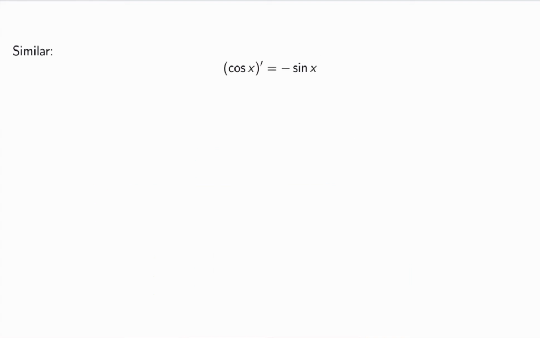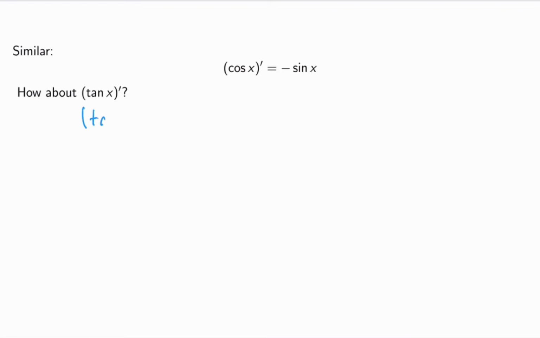Now similarly we can compute the derivative of cosine, which is minus sine. So here it's important that we have another minus sign. So sine prime is cos, but cos prime is minus sine. Let's compute the derivative of tan x. So how would we do this?